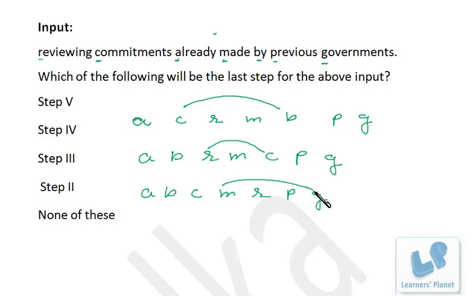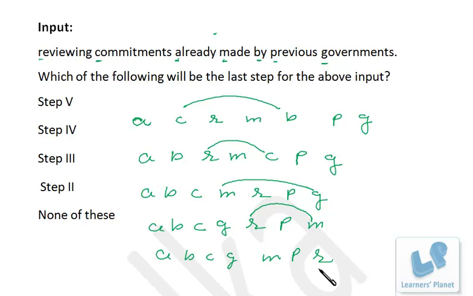Then M and G will exchange. So A, B, C, G, R, P, M, right? Now M and R will exchange. So A, B, C, G, M, P, R. Now this is the final step because all the letters are arranged in dictionary order. So this is 1, 2, 3, 4, 5, fifth step. Okay, do not copy the entire word, it will be really time consuming. Just copy the first letter only. Okay, I hope you are getting me.